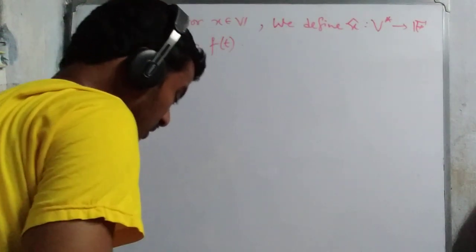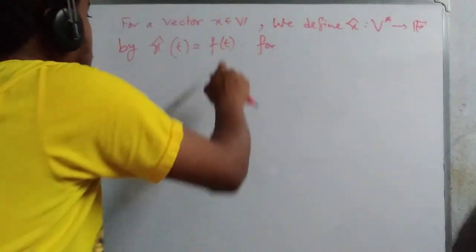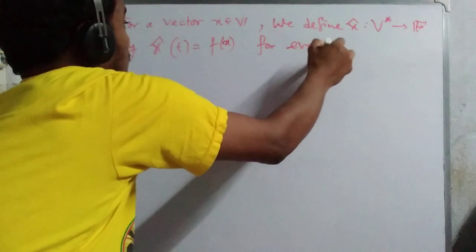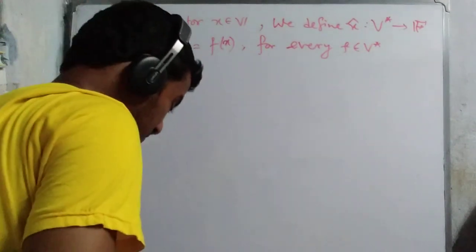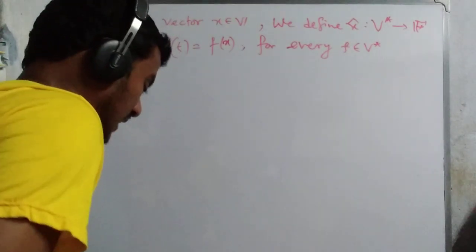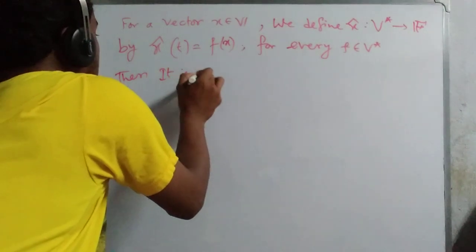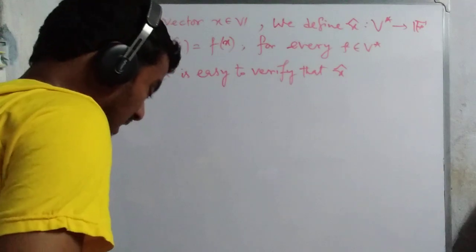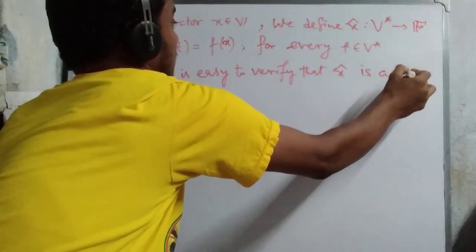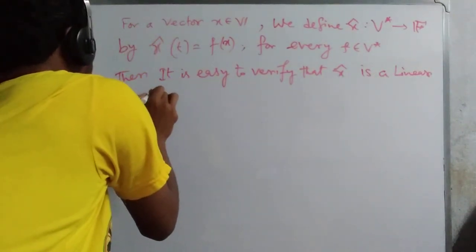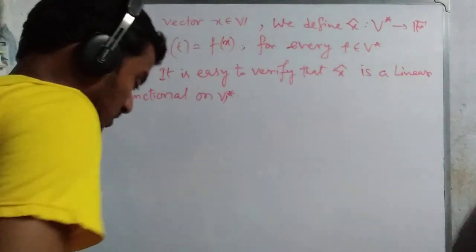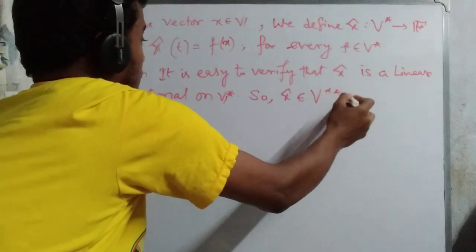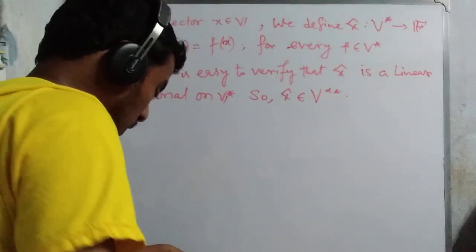Understood? For every f belonging to V star, it is easy to verify that x cap is a linear functional on V star. So x cap belongs to V double star.